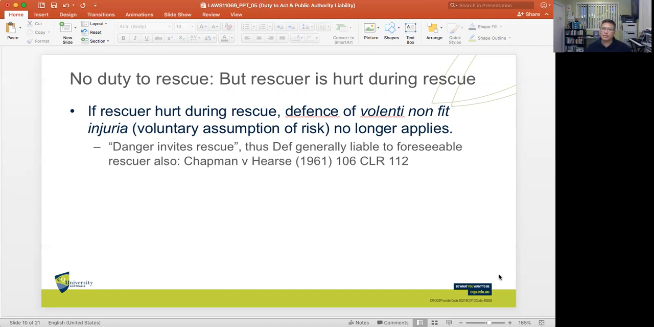A typical example is the case of Chapman versus Hearst. We recall that in this particular case, Mr. Chapman, the driver, was negligent, and in driving negligently, he caused injuries to himself. Because he caused injuries to himself while driving his car, there was a doctor, Dr. Cherry, who came to rescue him on the side of the road or on the road. The problem, however, was that there was an individual named Hearst. Hearses usually, we associate them with death, right? And he ended up running over Dr. Cherry, who died.